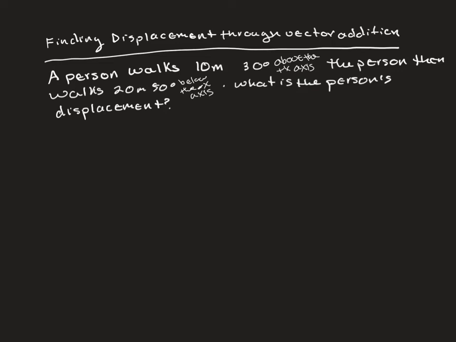Find displacement through vector addition. A person walks 10 meters 30 degrees above the positive x-axis. The person then walks 20 meters 50 degrees below the negative x-axis. What is the person's displacement?